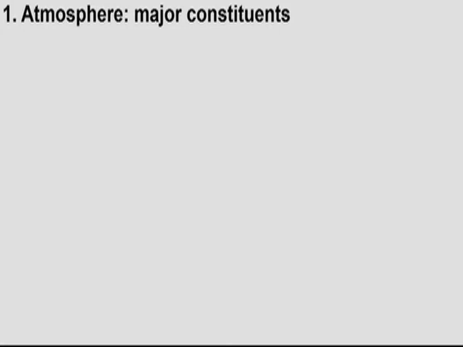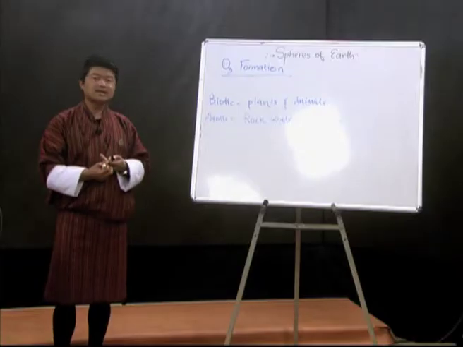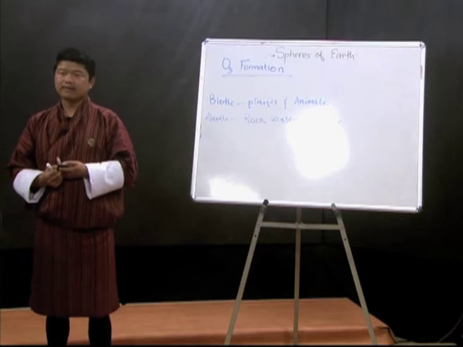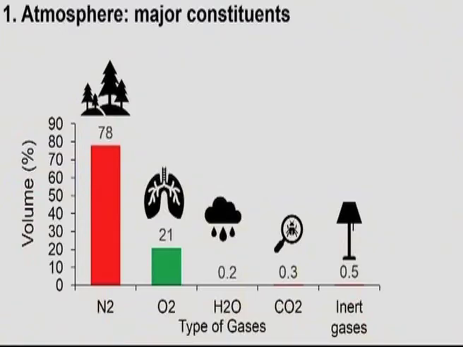First one is the atmosphere. We all know that atmosphere consists of various kinds of gases. Out of many different kinds of gases, there are basically 5 important gases that we should know for this lesson. Number 1 being nitrogen, which makes up the major proportion of the gases found in the atmosphere. It comprises about 78% of the total volume of gases in the atmosphere.